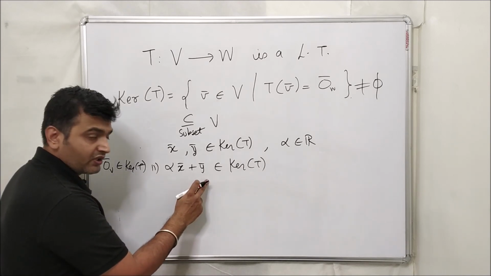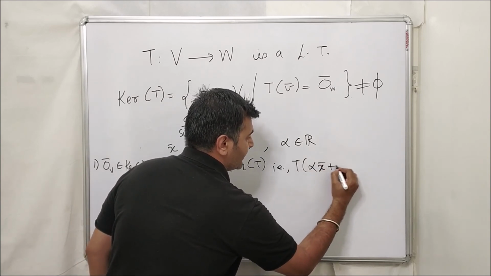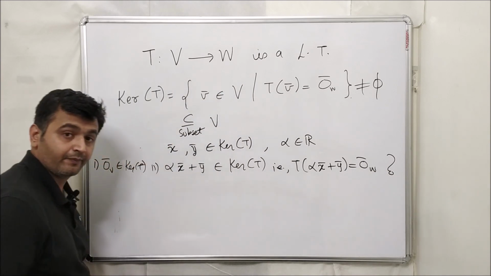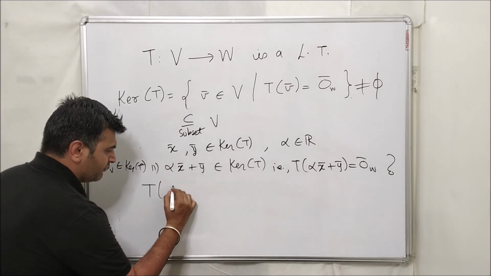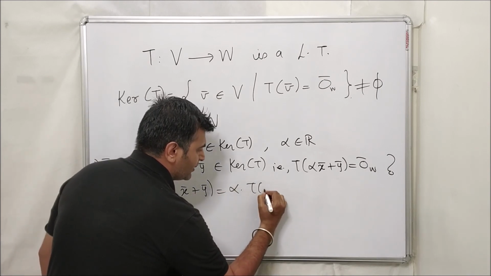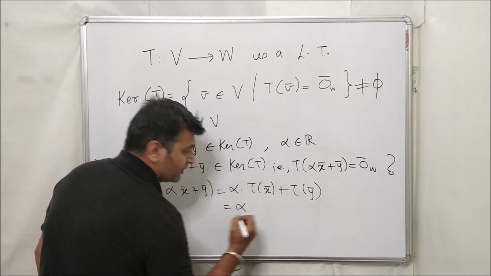Now does this belong to the kernel? That means what do you want to check? You want to check whether T of alpha x plus y is 0 or not. That's what you want to check. But that's obvious, right? Because what is T of alpha x bar plus y bar? It is alpha into T of x bar plus T of y bar, because T is a linear map.